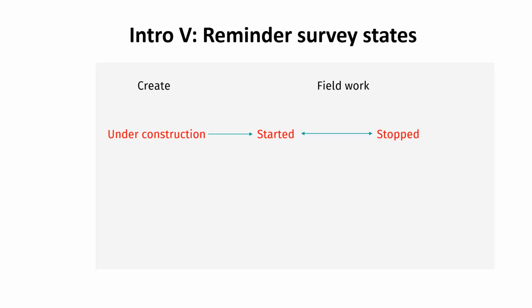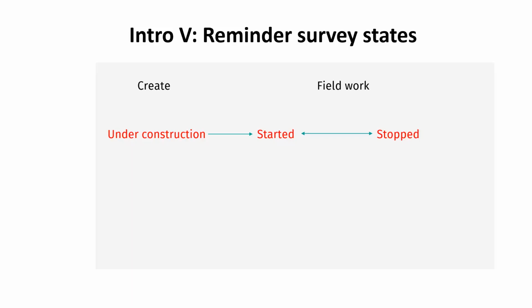That is all the while you are doing your field work, it will have that started status. And then when you're done with your field work, you are supposed to stop your field work, and the status then changes into stopped. A stopped survey can be restarted. So you can refer back to the started state once it is stopped. Once you have left the under construction state, you cannot go back to that under construction state.